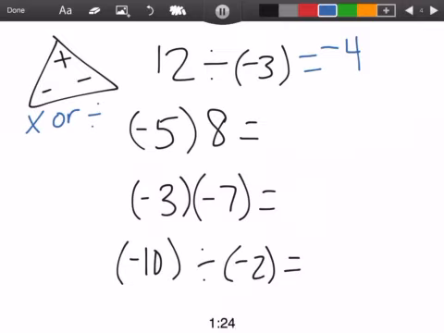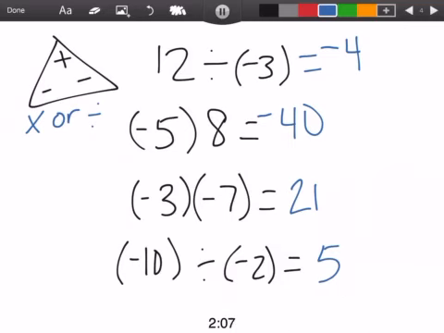Negative 5 times 8. So I multiply 5 times 8 to get 40. And then I have a negative and a positive, so my answer is negative. Negative 3 times negative 7. So right here, 3 times 7 is 21. I have a negative times a negative, so my answer is positive 21. And negative 10 divided by negative 2. 10 divided by 2 is 5. I have a negative divided by a negative, so my answer is positive 5.